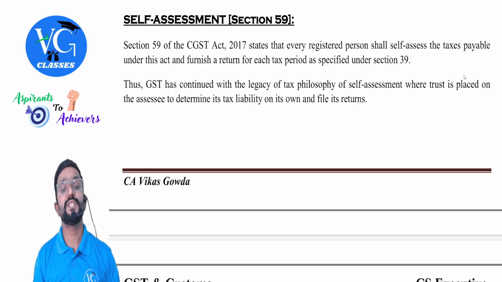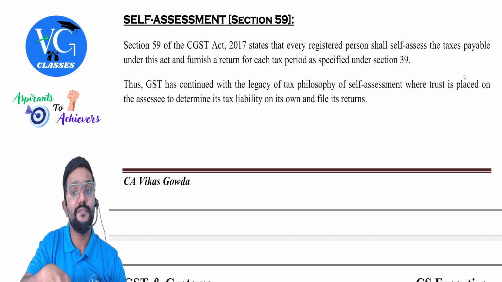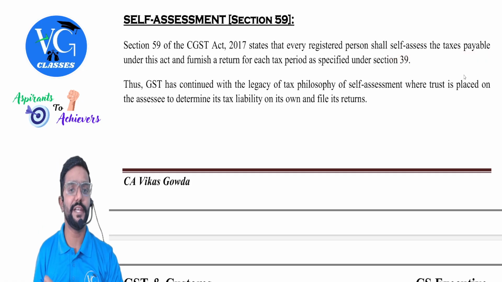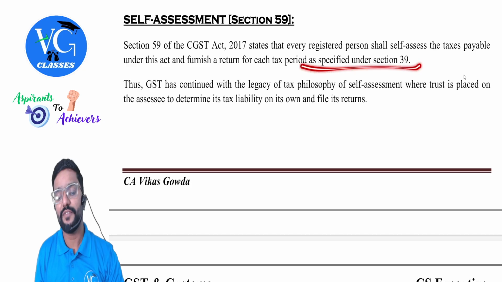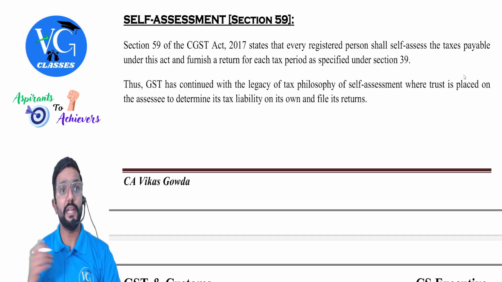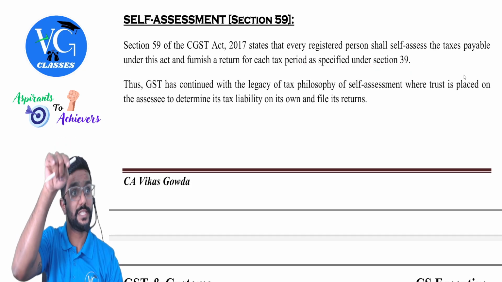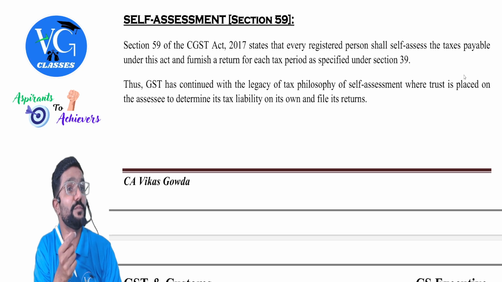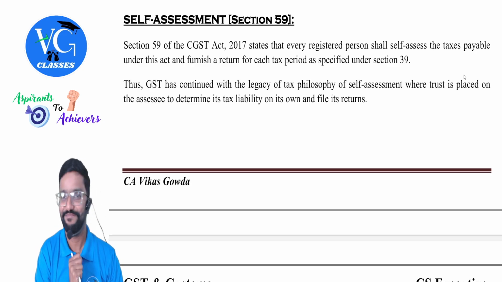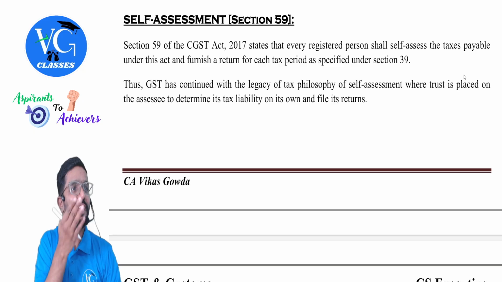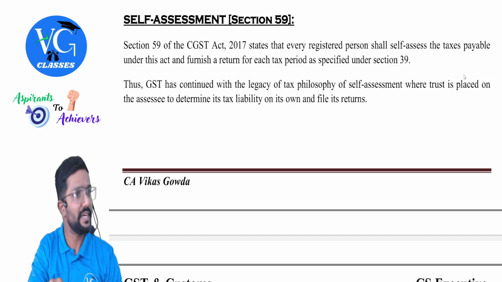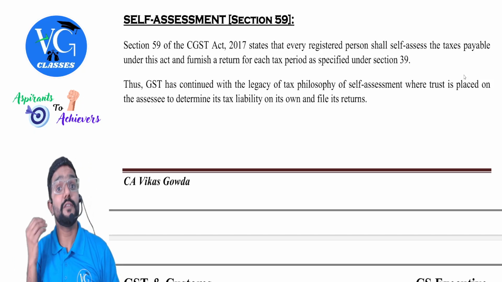Section 59 of CGST Act 2017 states that every registered person shall self-assess the tax payable under this act and furnish a return for each period as specified under section 39. Not only 39, even 37. 37 talks about what? GSTR 1. But the most important return is 39. Why? Department will get tax from which return? GSTR 3B. Correct? Yes. One anyway you will file. Even if you don't file, then we have told already what? In section 37 itself. Clear?